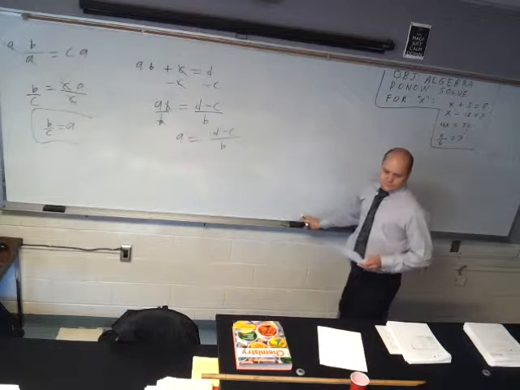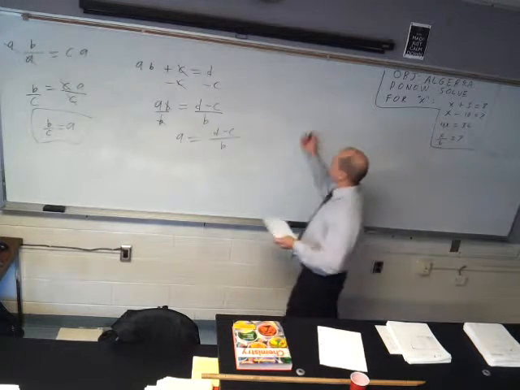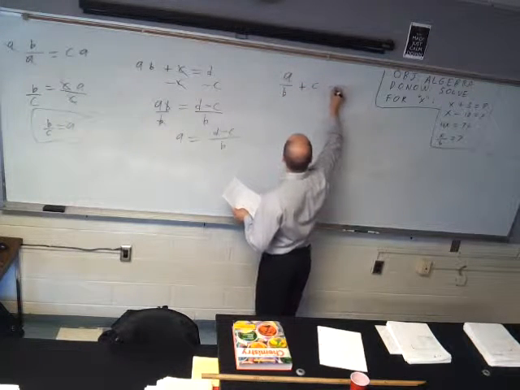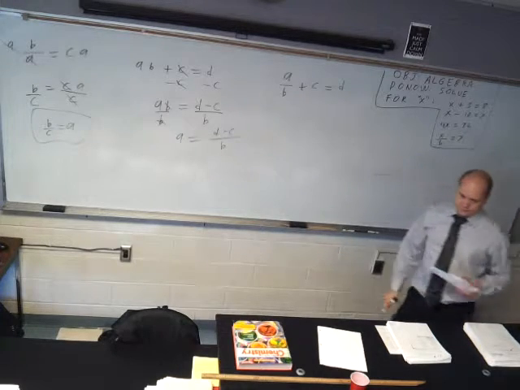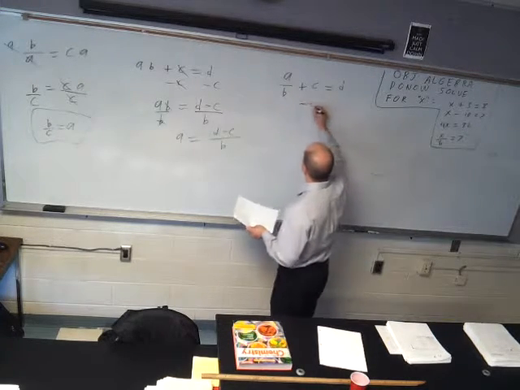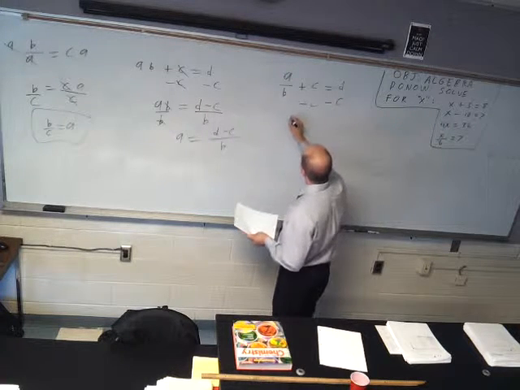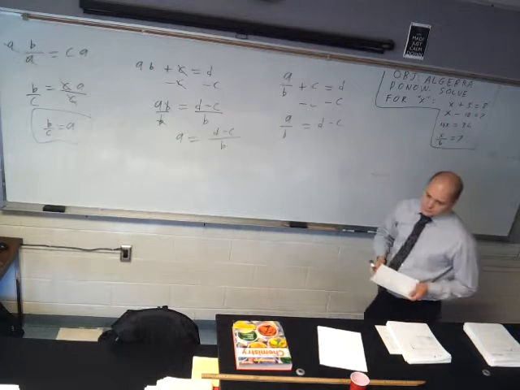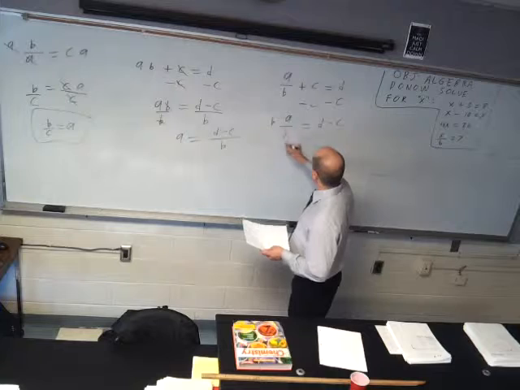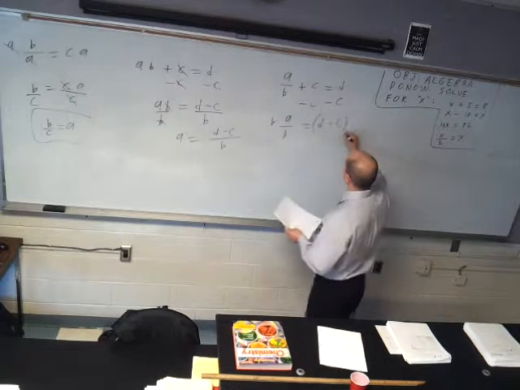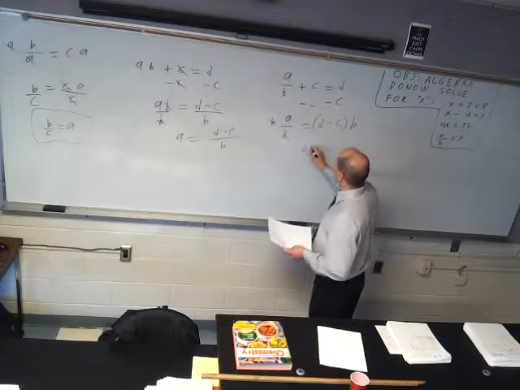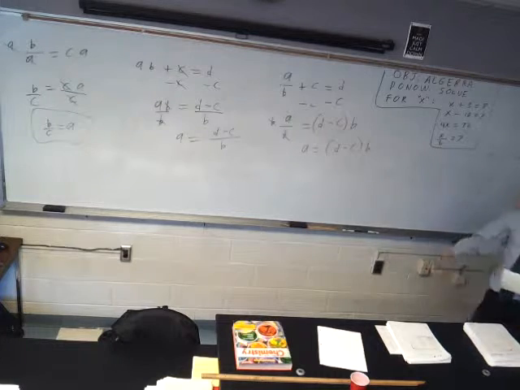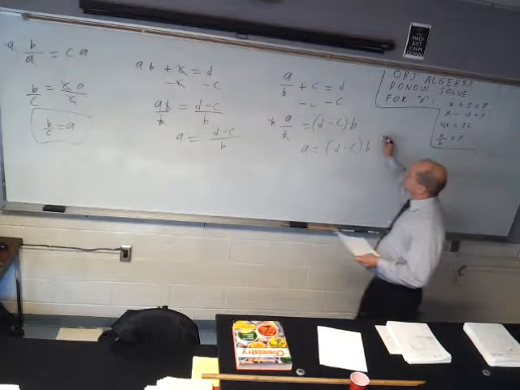Questions on that one? All right, what if we have A over B plus C equals D? Yeah, so again, we're going to subtract the C first. So this is going to be A over B equals D minus C. And then what are we going to do? Multiply by B. Multiply both sides by B. And remember, we're multiplying the whole right side by B, so it's got to be parentheses here. So A equals D minus C times B. And then you can distribute the B if you want to. I don't care. That's your answer.